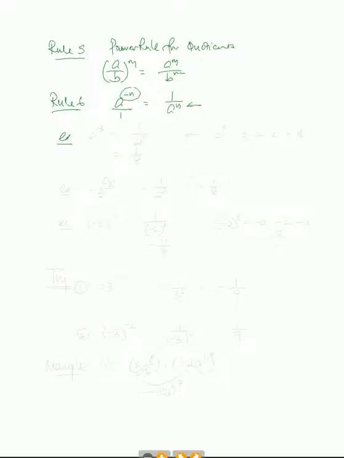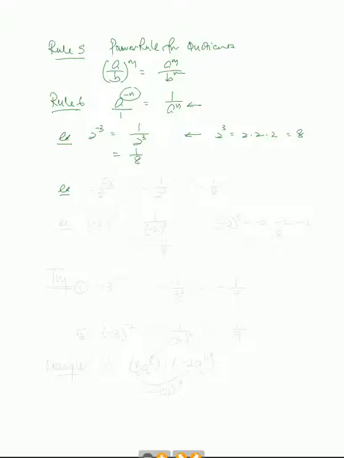Okay, so take for example, if we are talking about 2 to the negative 3, what that means is 1 over 2 to the power of 3. And 2 to the power of 3 we know. 2 to the power of 3 means 2 times 2 times 2, which is 8. So that's why the answer is 1 over 8.